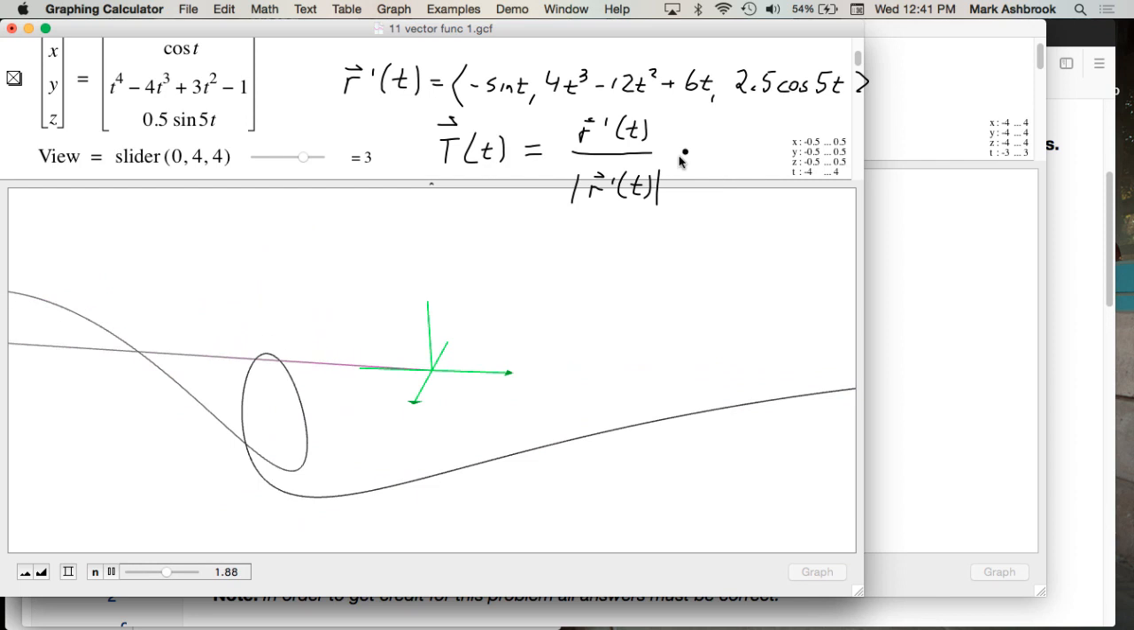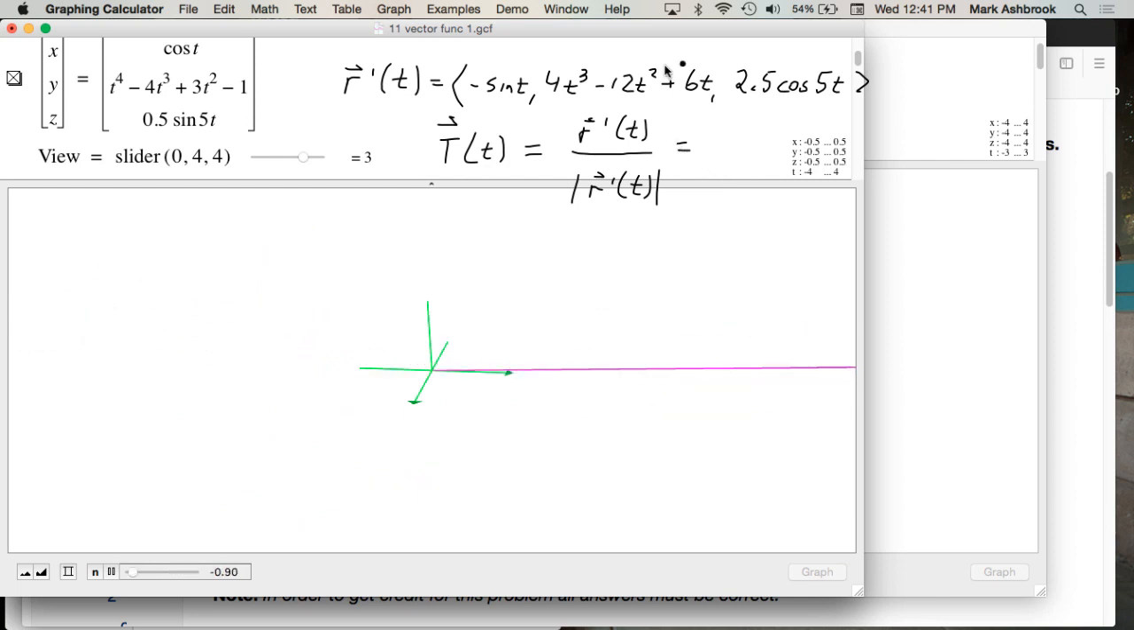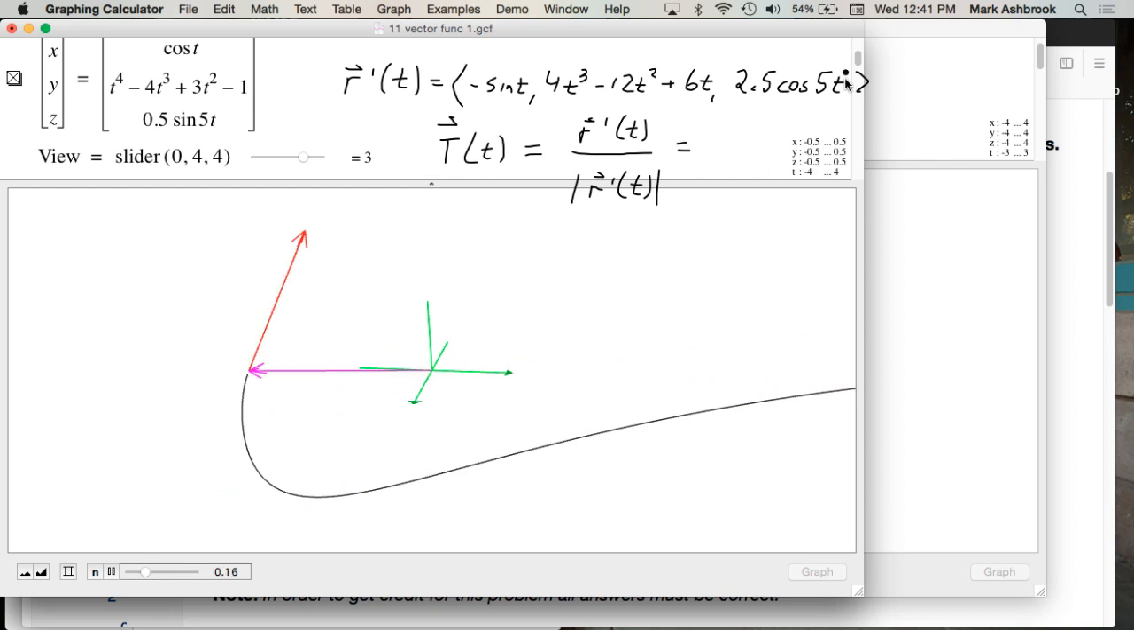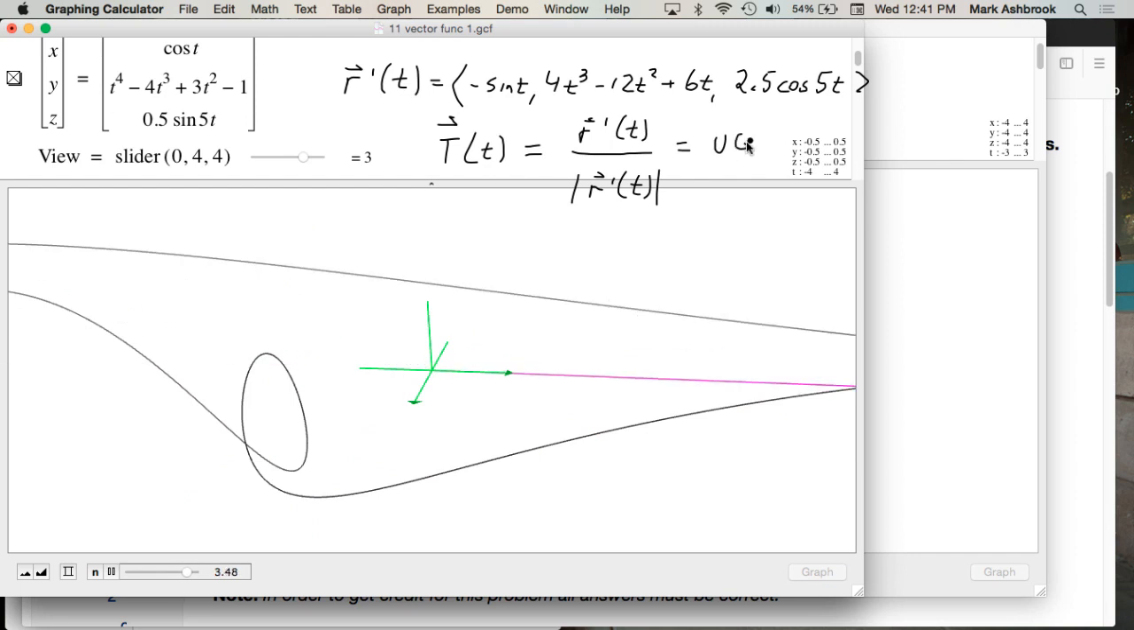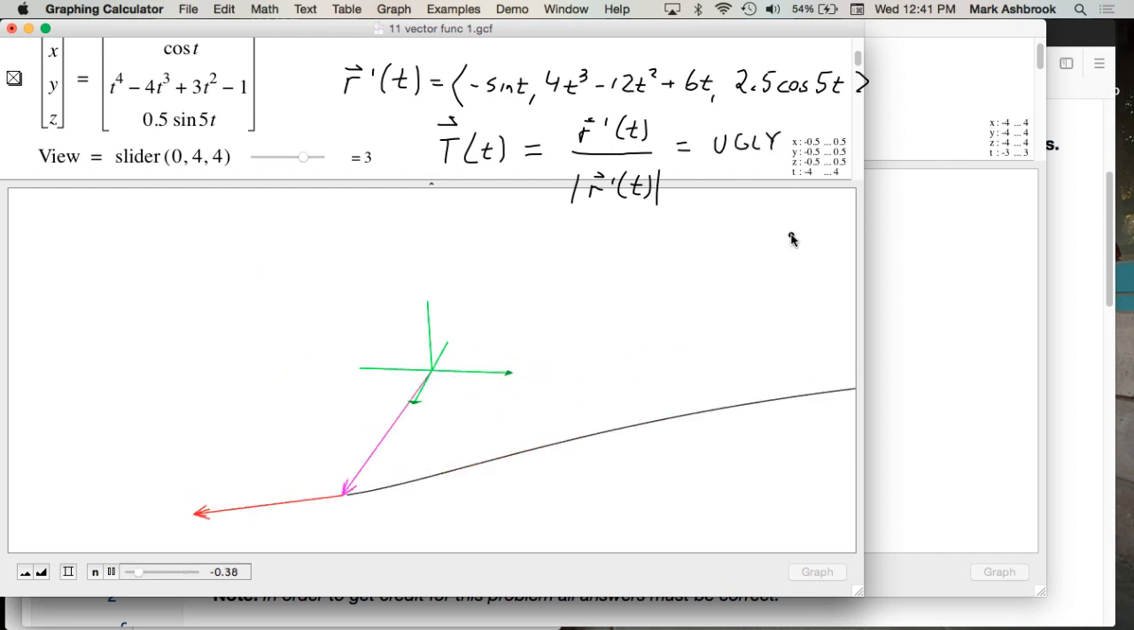So that would give you still a new function, a quite ugly one, right? Each one of these would be divided by the magnitude of this, which would be the square root of that squared, plus that squared, plus that squared. So equals ugly. But important.